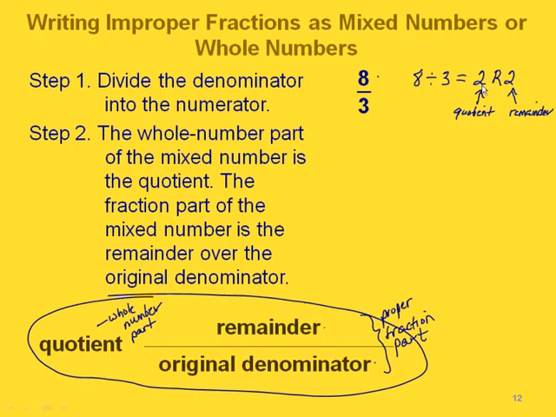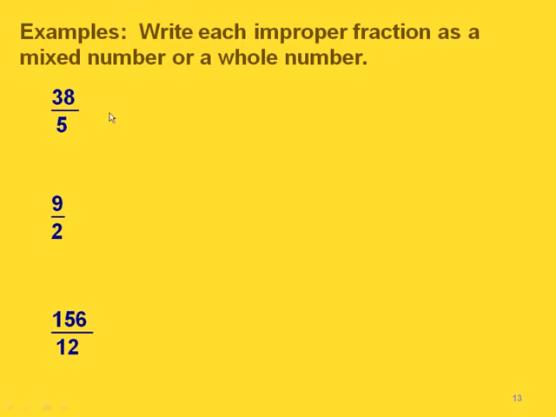Okay, so if we have 8/3 and we divide it and we get 2 with a remainder of 2, then our mixed number: we have 2 for our whole number because that was our quotient, and then for our proper fraction part we have our remainder, which was also 2, and then as the denominator of that part we go back to the denominator of our original improper fraction, which was 3. So this means that 8/3 is the same as 2 2/3. We're going to take each one of these improper fractions and write it as a mixed number or a whole number.